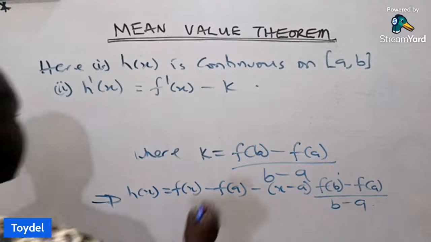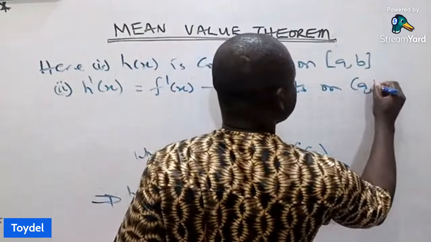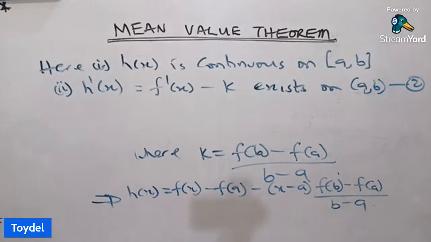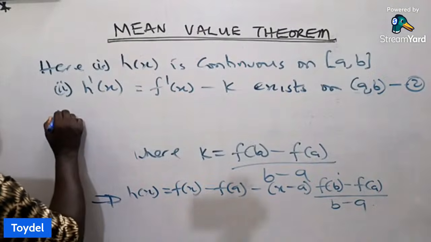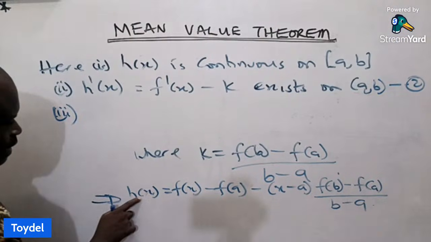So h prime of x exists on the closed interval [a, b]. We can call that equation 2. We note equation 1. So then Roman figure 3. If you now substitute x equal to a, we say h of a. What are we going to get?